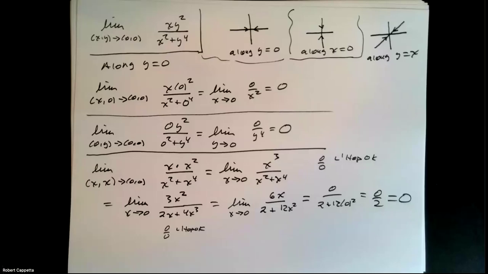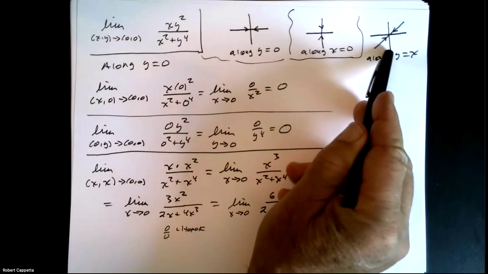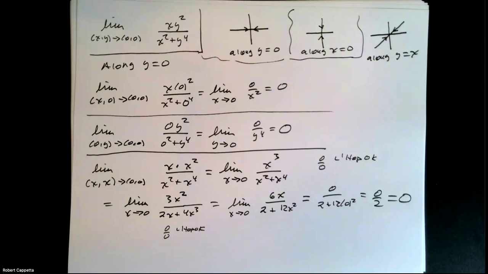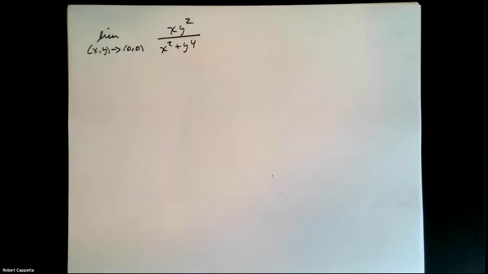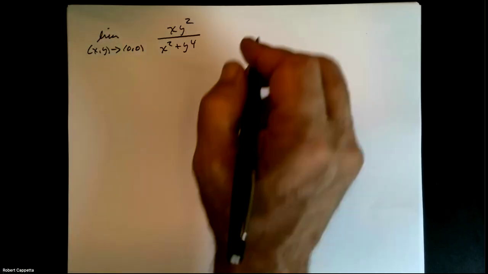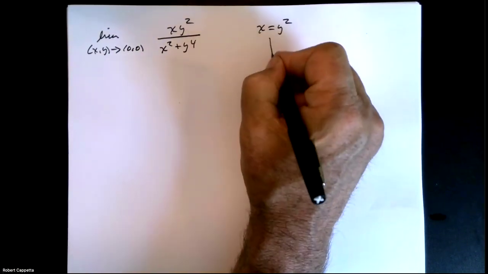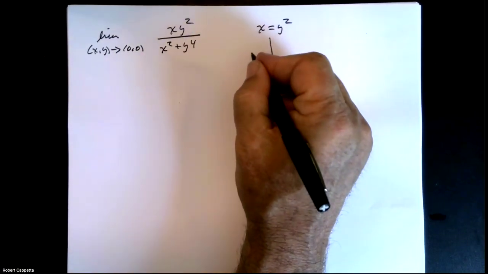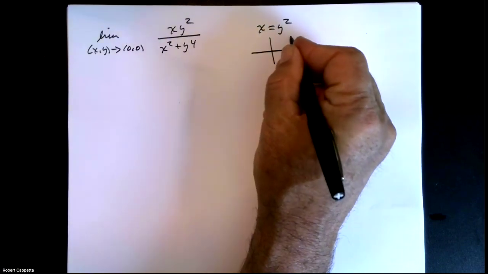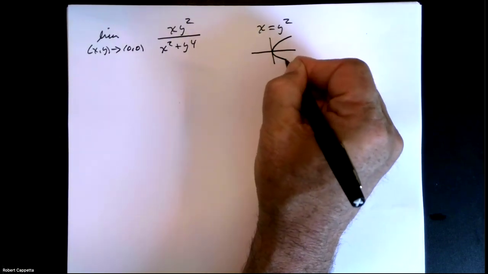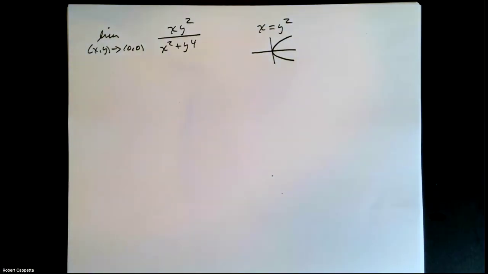So again, these three paths all gave me 0, but that still is not sufficient to conclude that the limit is 0. So I've got one more path that I want to try. I'm going to look at the path x equals y squared. Now, does that approach (0, 0)? What does x equals y squared look like? Comes in like this. So sure enough, it does.